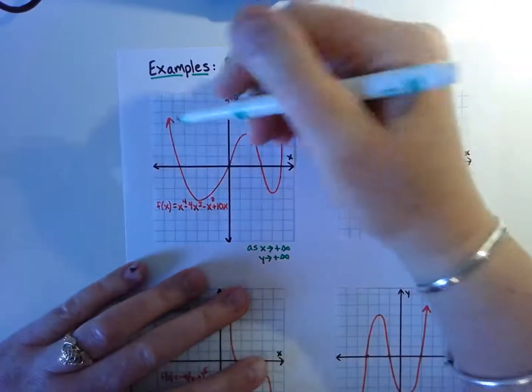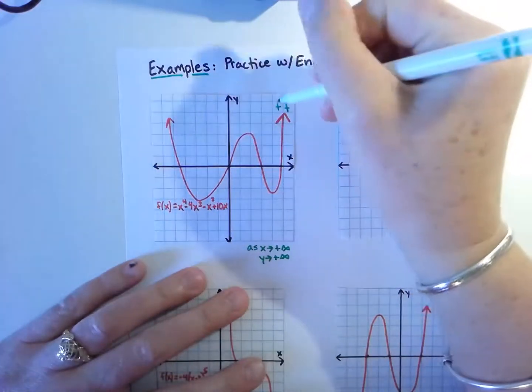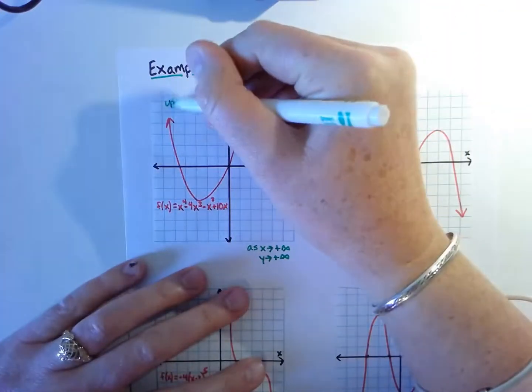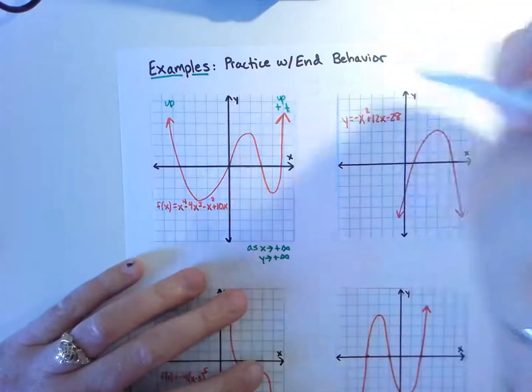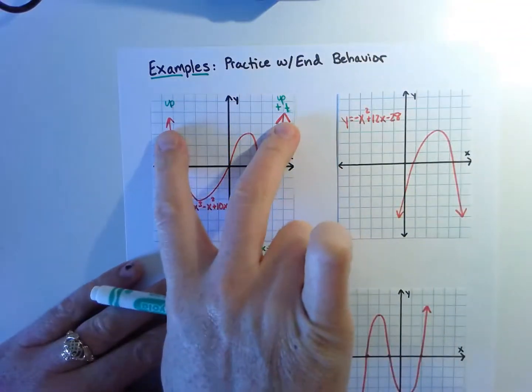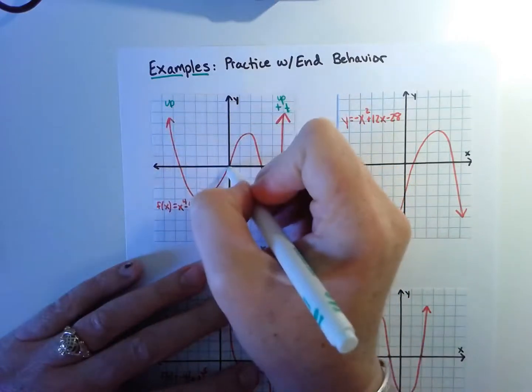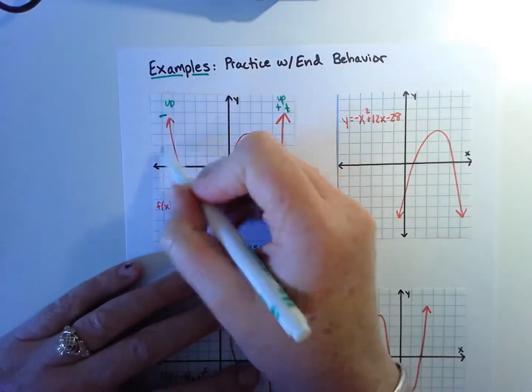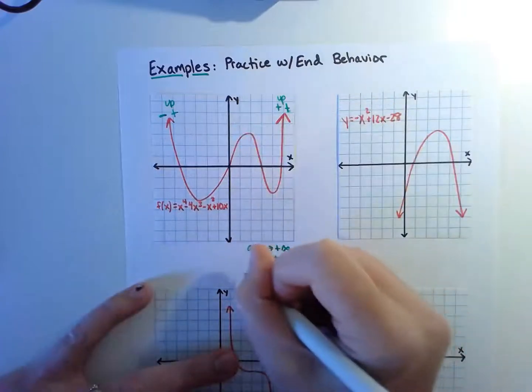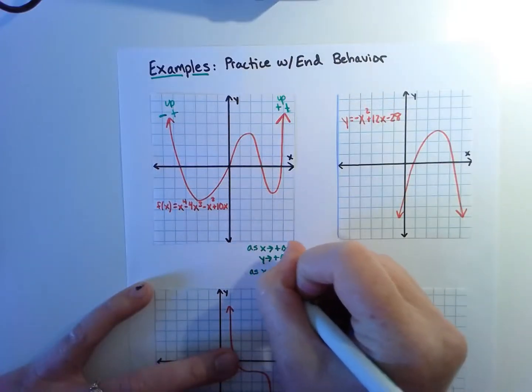And then on this end of the graph, it's also going up. So this was up, up, up is what we call it, because the ends of our graph are both going up. And it's in this second quadrant. So as x is negative, y is positive. So we would say as x approaches negative infinity, y approaches positive infinity.